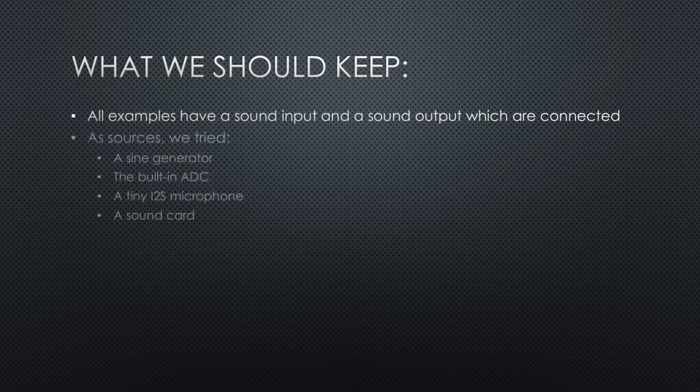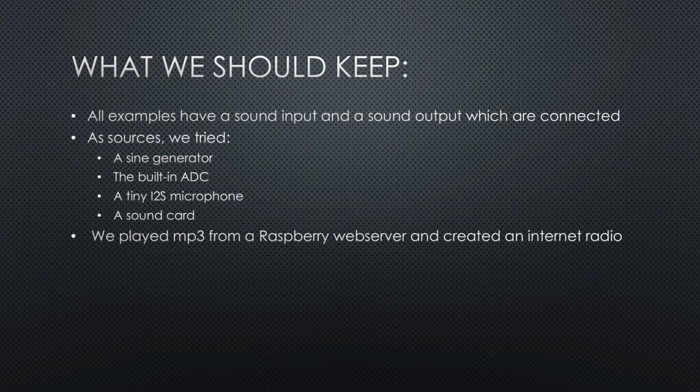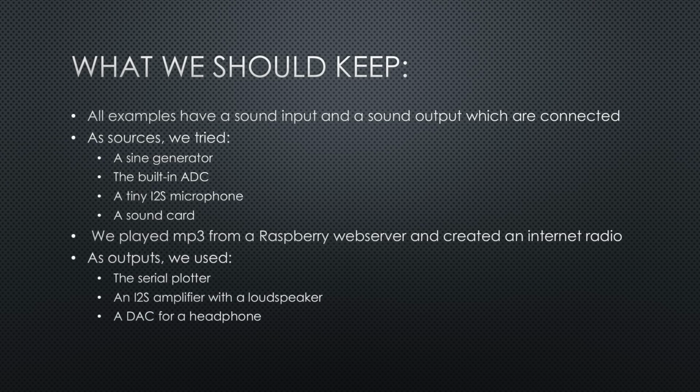As sources, we tried an internal sine generator, the built-in ADC, a tiny I2S microphone, and a sound card. We also were able to play MP3 from a web server. And the coolest, by connecting to a stream of a radio station, we were able to create an internet radio. As outputs, we used the serial plotter, an I2S amplifier with a loudspeaker, and a DAC for a headphone.